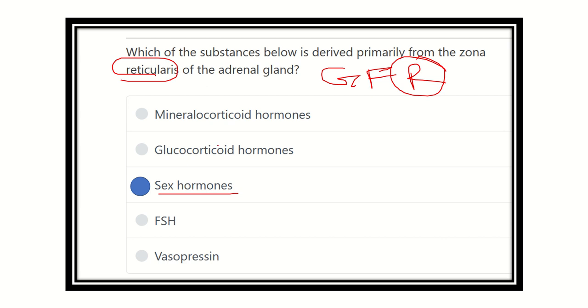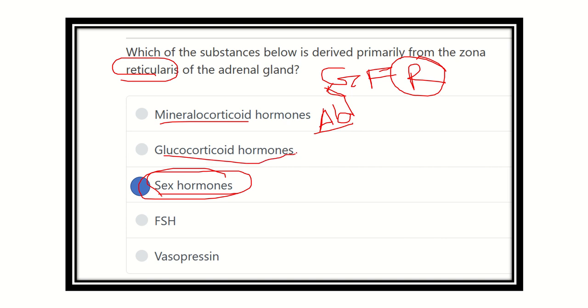So the sex hormone is released from the zona reticularis layer. Now the other options. The mineralocorticoid is aldosterone, and this aldosterone is released from the outer layer, the zona glomerulosa. Aldosterone is mainly responsible for reabsorption of sodium chloride and water from the distal convoluted tubule and collecting duct, and it maintains normal mineral concentration, water balance, and blood pressure.